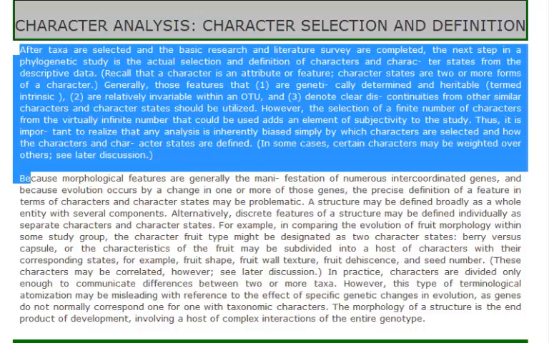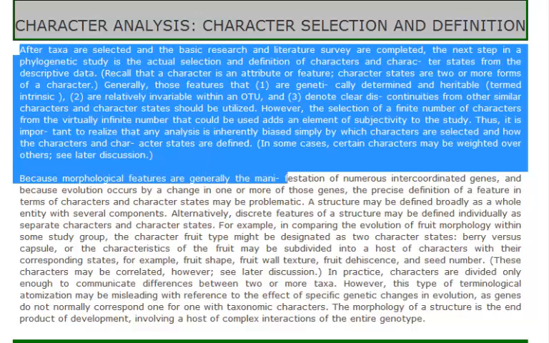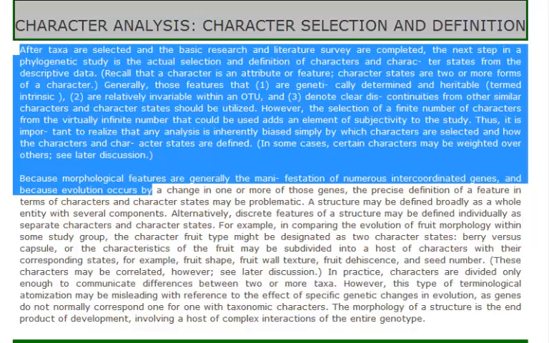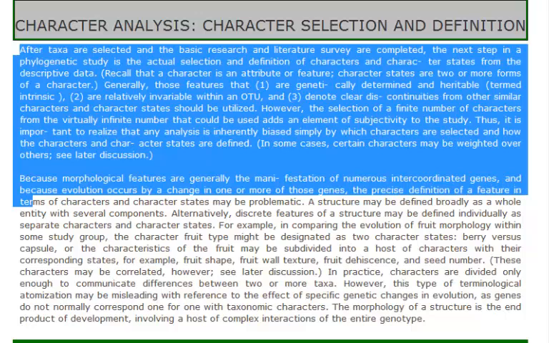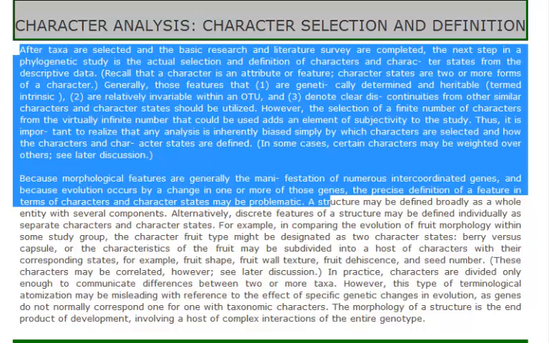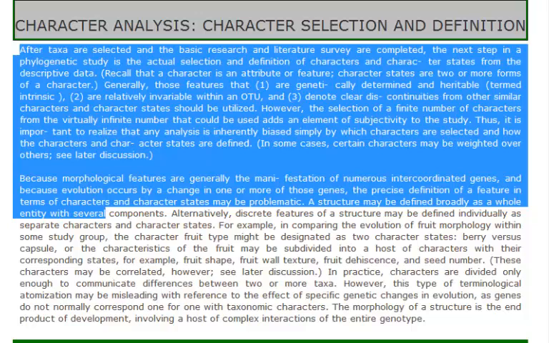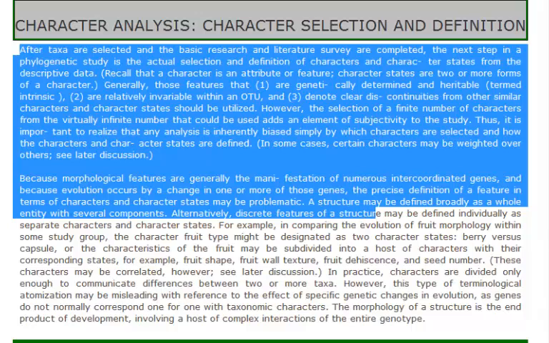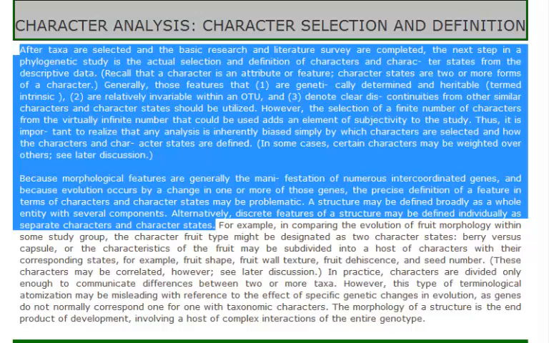See later discussion. Because morphological features are generally the manifestation of numerous intercoordinated genes, and because evolution occurs by a change in one or more of those genes, the precise definition of a feature in terms of characters and character states may be problematic. A structure may be defined broadly as a whole entity and its several components. Alternatively, discrete features of a structure may be defined individually as separate characters and character states.